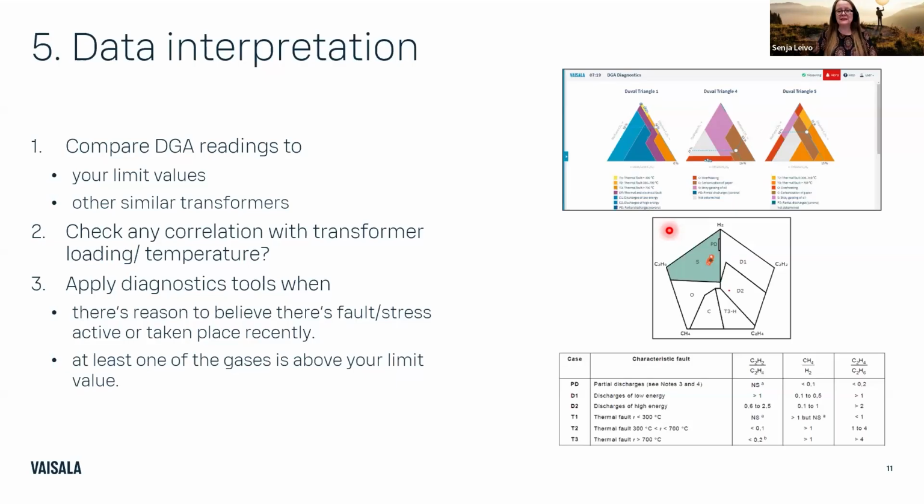Right. So when you see clear gas increase and at least one of these gases is above your limit values, use the diagnostic tools. Do nothing on the diagnostic basis if the gas levels are low. That is a critical thing that people often make mistakes on, is know your gas. It's the ratio. And as you said, 1 ppm, 2 ppm, that's a doubling of the ratio, but it's not a fault situation. Yes, you have to very carefully use these tools with that in mind.